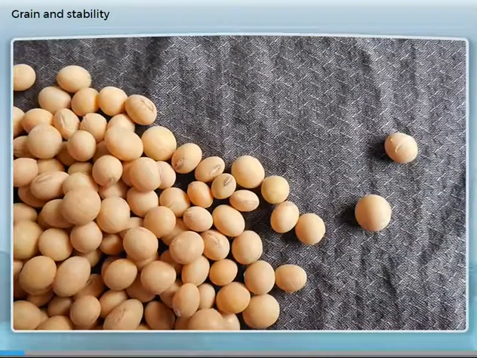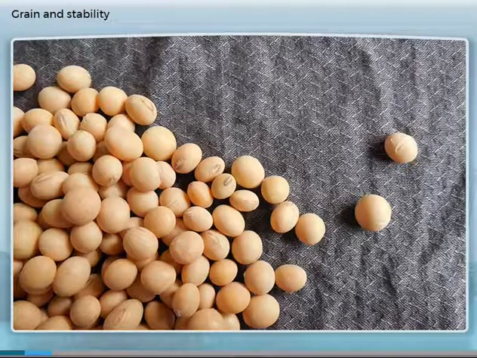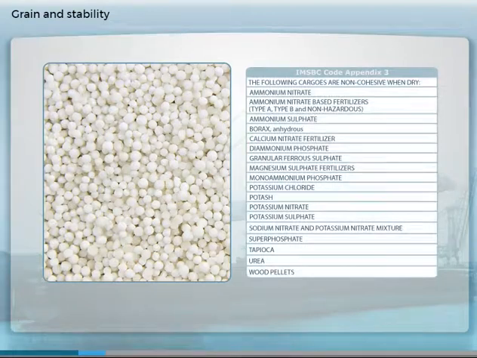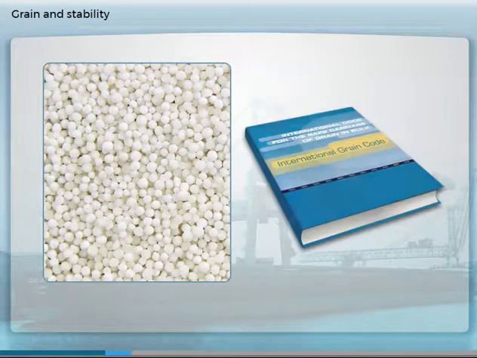Grain cargoes flow freely and are therefore able to shift. The angle of repose of grain is typically about 20 degrees. Remember that Appendix 3 of the IMSBC Code says that any non-cohesive bulk cargoes, those that have an angle of repose equal to or less than 30 degrees and which flow freely like grain, should be treated as grain. This means that they must be carried in accordance with the International Code for the Safe Carriage of Grain in Bulk, better known as the International Grain Code.